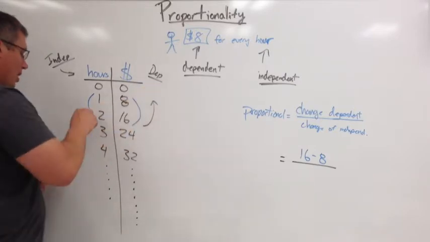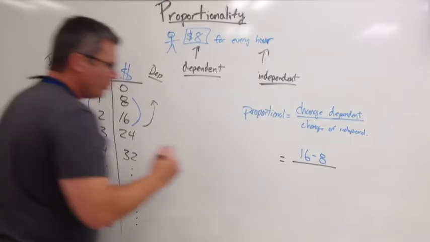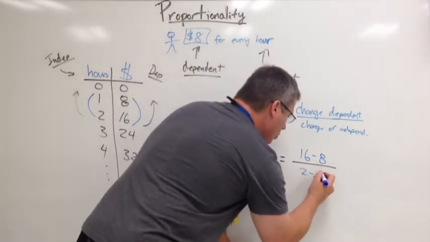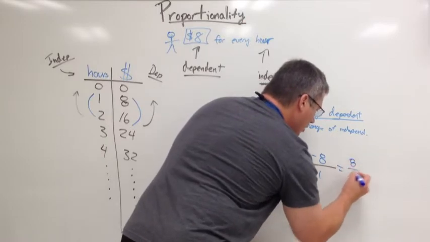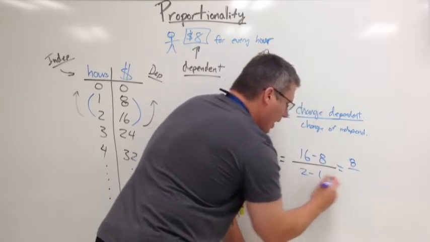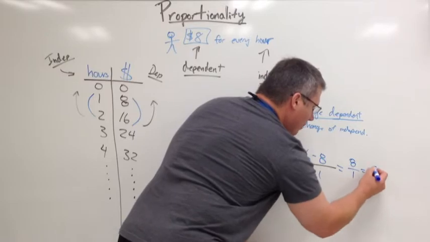Again, I went bottom up. I'm going to go bottom up here. And this is 2 minus 1. Do my calculation. This gives me 8. That's my numerator. Denominator is 1. Well, guess what? 8 divided by 1 is 8.